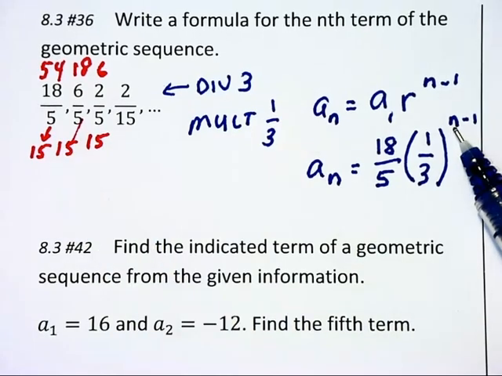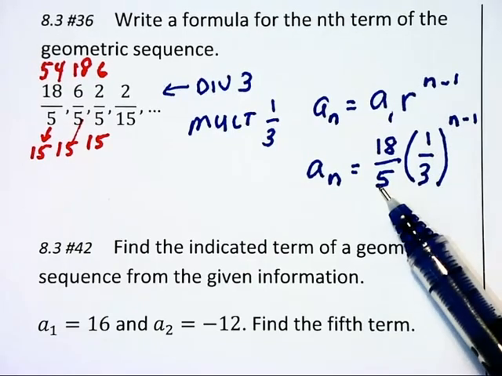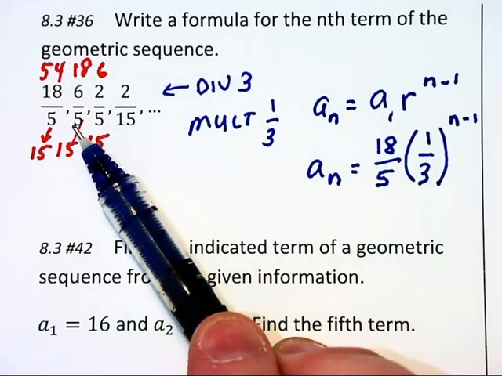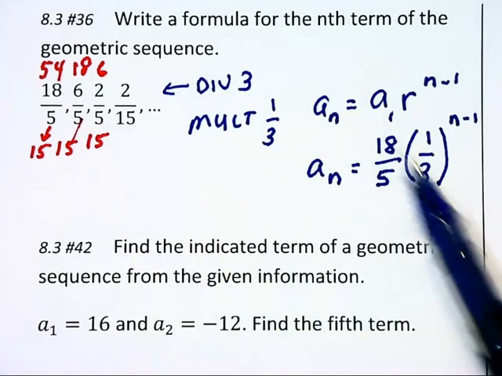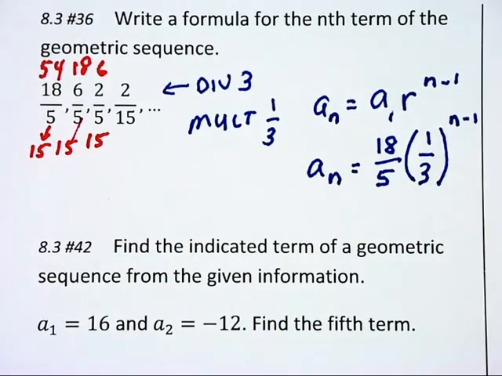And then when we substitute 2 in for n, we'll have an exponent of 1. 1/3 to the first power is 1/3, times this 18/5, which gives you the 6/5. So it appears that this formula indeed will work.